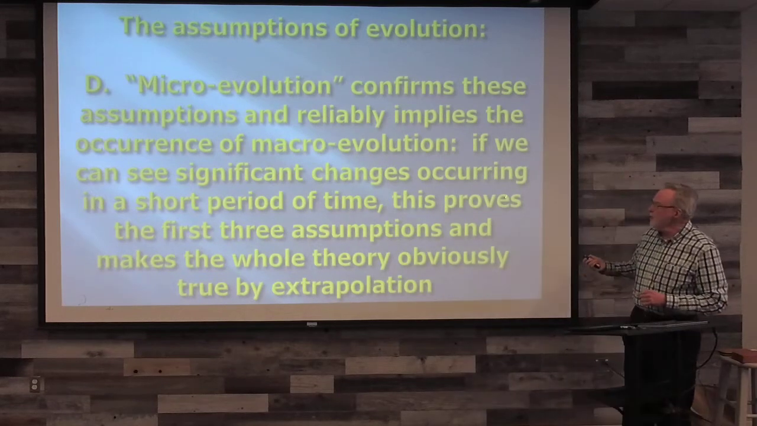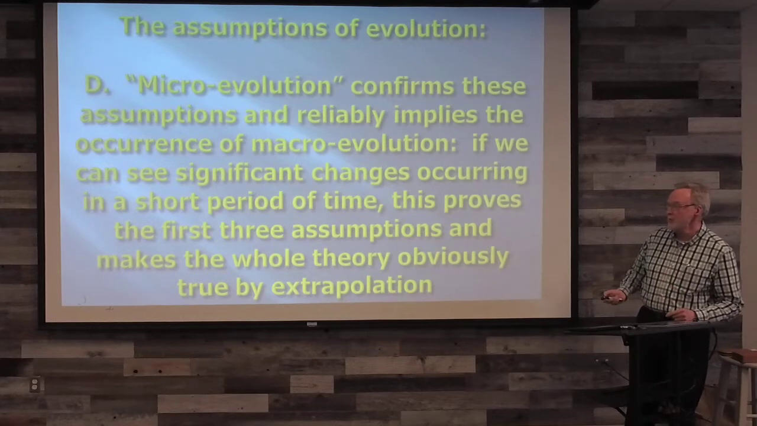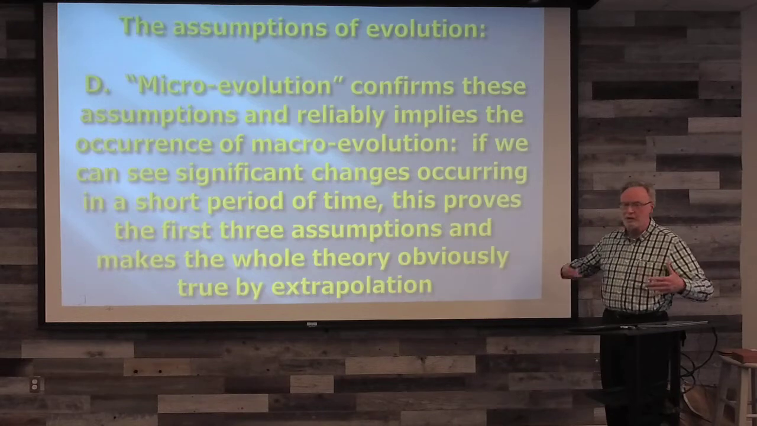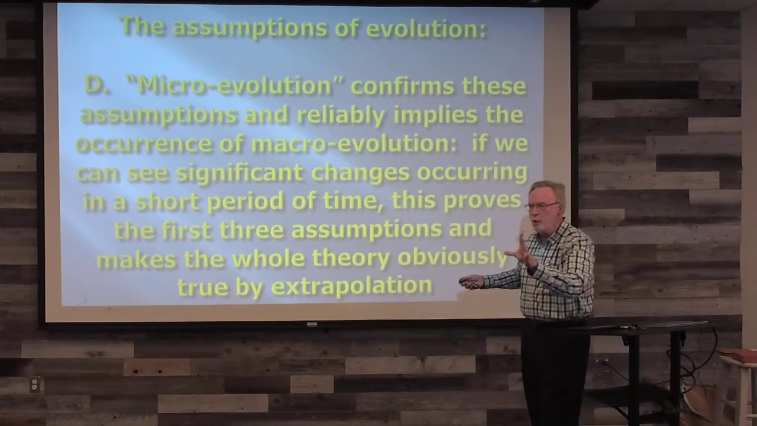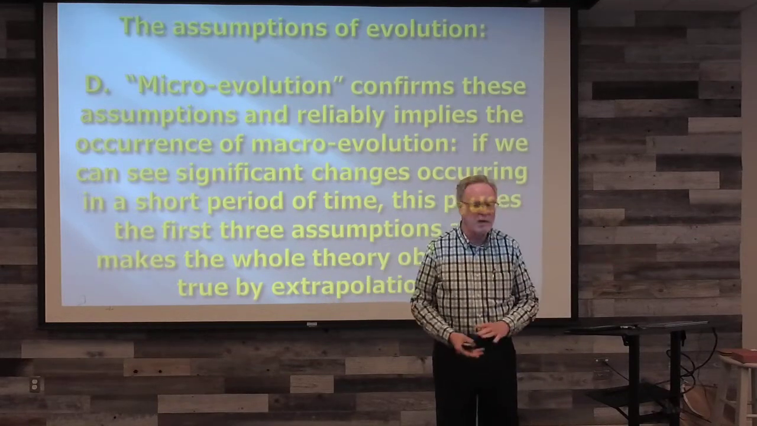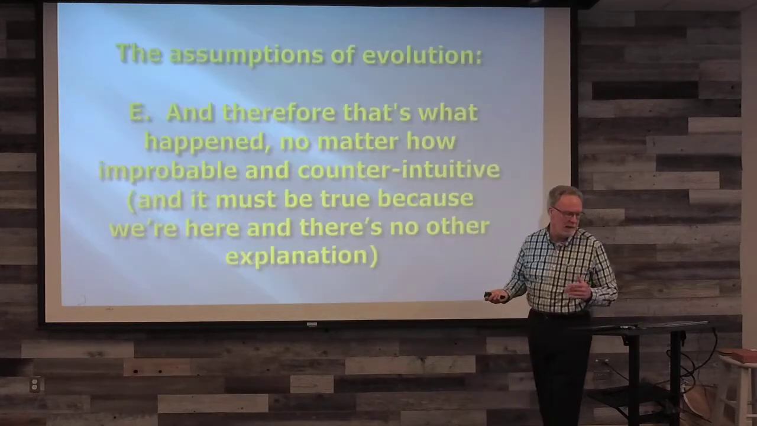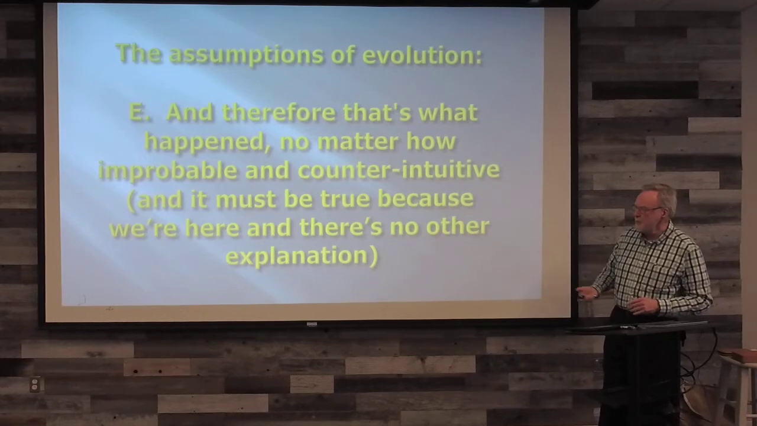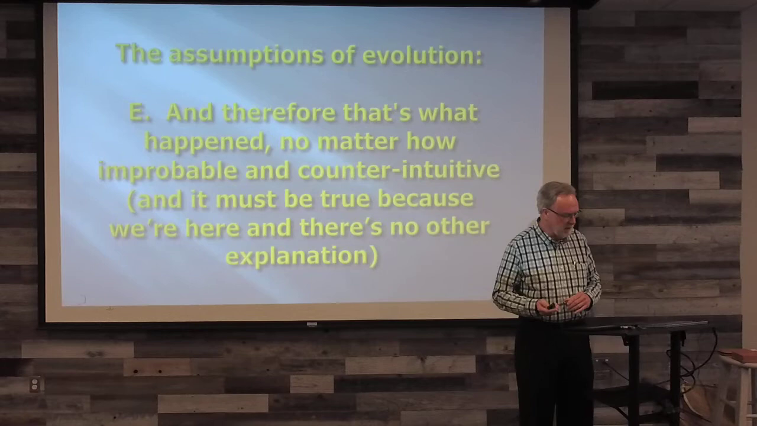And if we can see significant changes occurring in a short period of time, and I'll show you there are some of those, this proves the first three assumptions, and then it makes the whole theory true by extrapolation. If I can see these bird beaks changing this much in 30 years, then give that a few billion, and it's a piece of cake. That's the idea. And therefore, that's how it happened, and it must be true because we're here. We looked at that anthropic principle. So those are some of the assumptions.